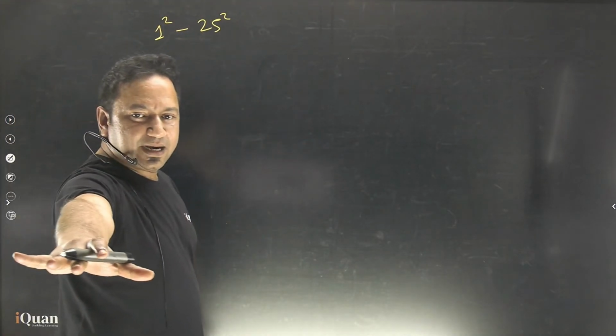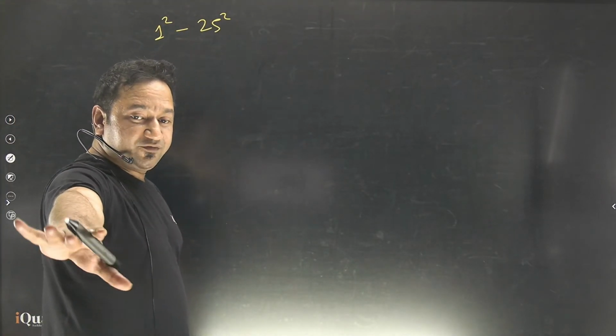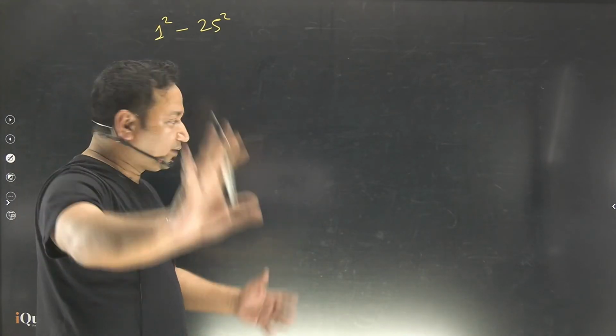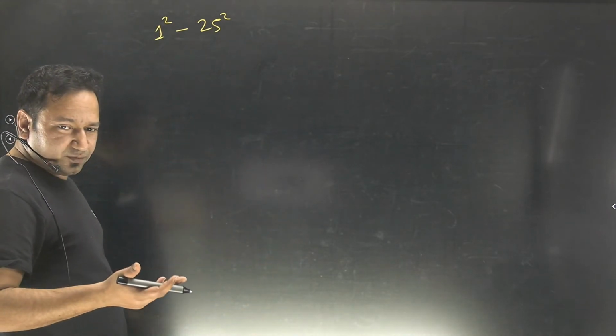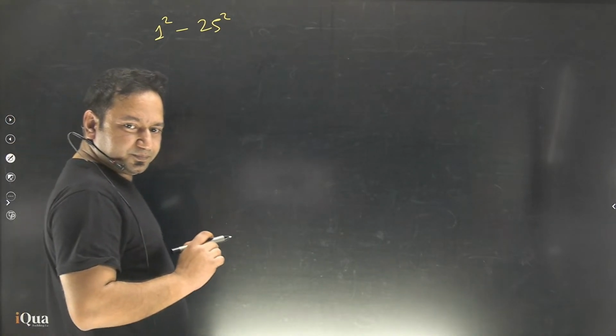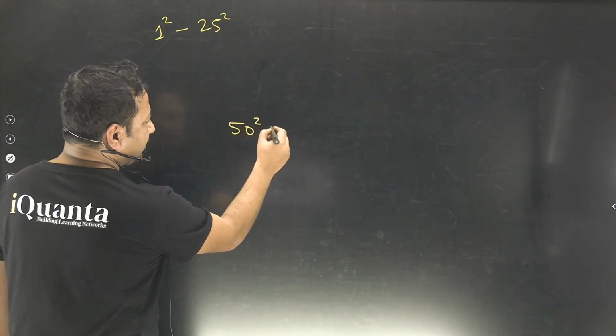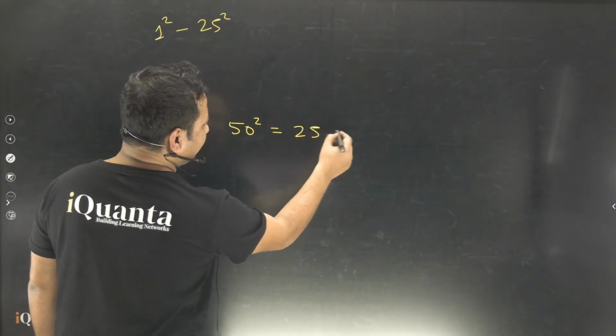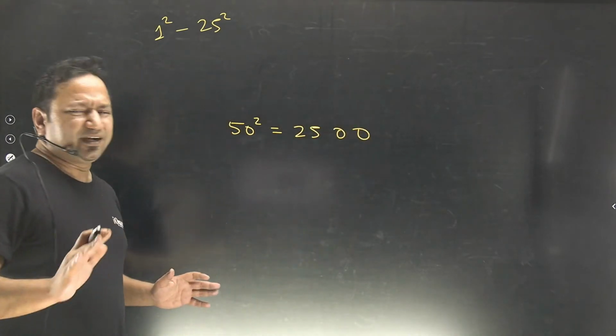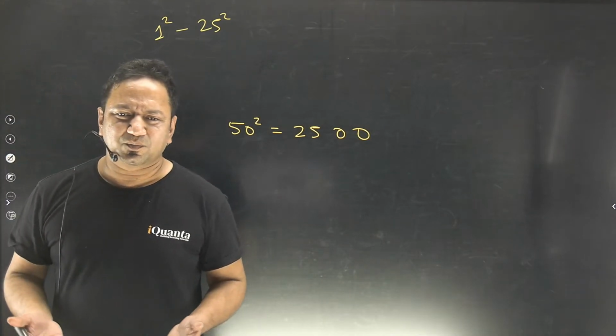You notice the pattern? 351, that was your huge number. Probably there was not a pattern over there. So if I write 50, the square of 50 is 2500. All of us know that. Okay, it's very simple, right?